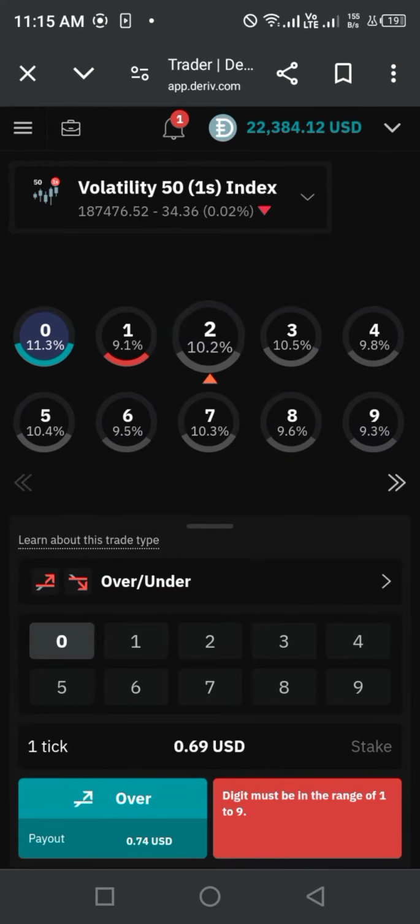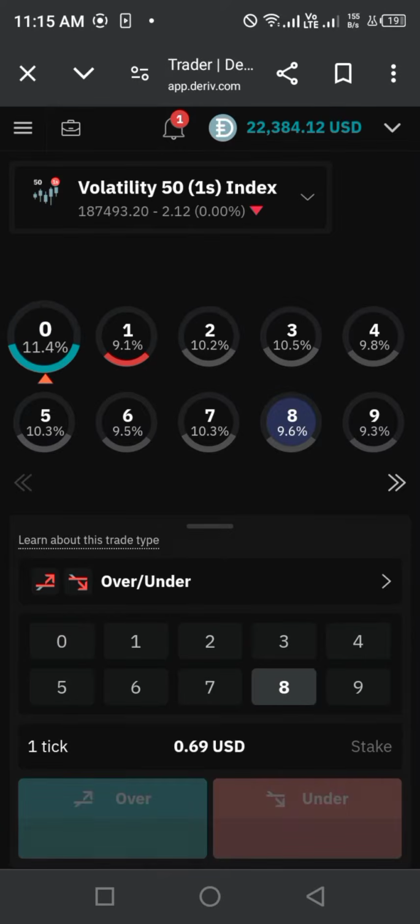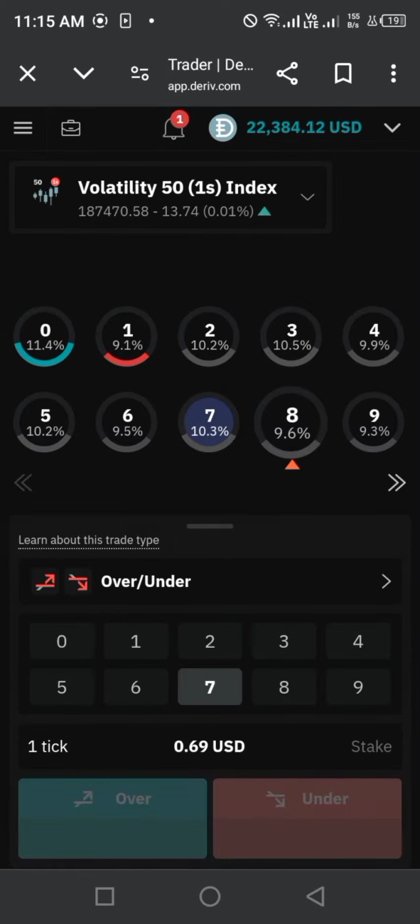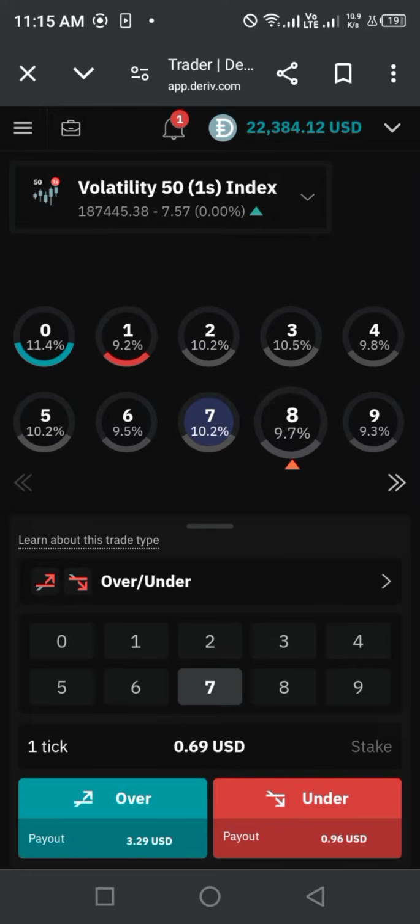Okay, so we'll come here and put 8 or 7. Whenever the ticker touches either 8 or 9, we'll place under, or whenever the ticker touches 8 alone, we will place under. As you can see now, the market is starting to vary. Now it has changed, but I hope guys you have gotten the point.